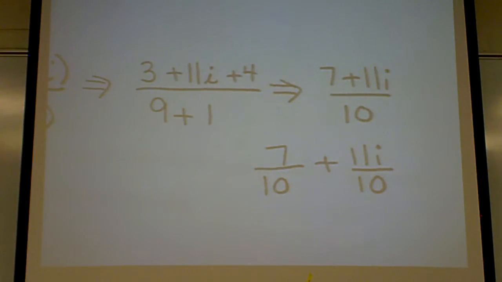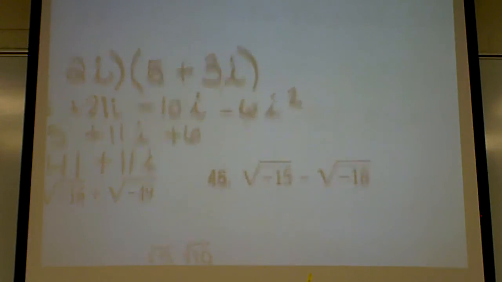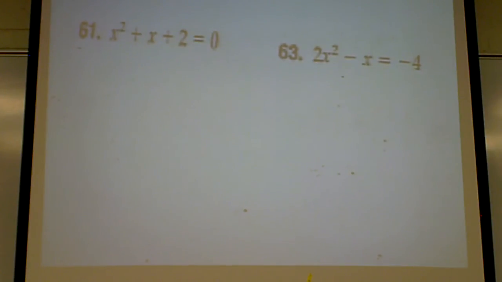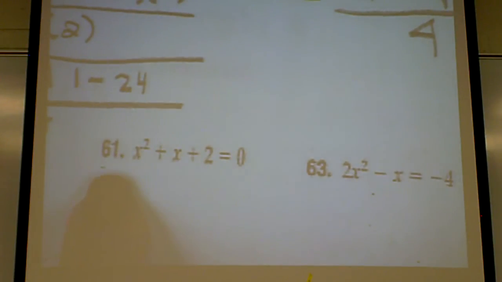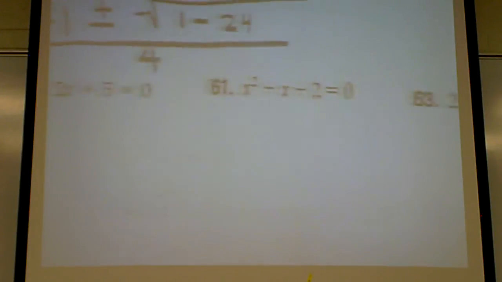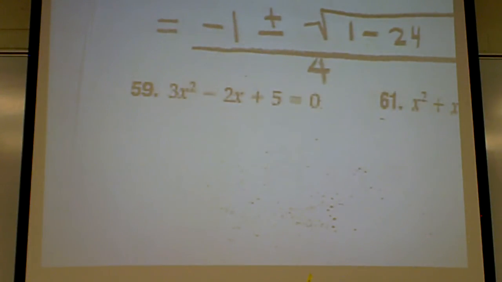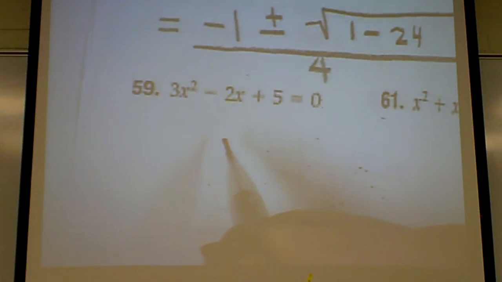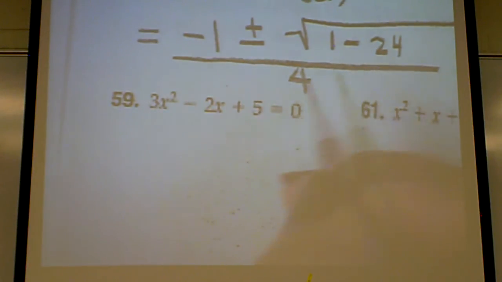Okay? Questions, anybody? Anybody? No? Okay, I want you to go to the back. We did not finish these ones, but you're gonna have a chance to finish these tonight, and then I have more homework for you guys to do. But 59, 61, 63, and 65 are just the quadratic equation. This is nothing new. The only thing different is you may see a negative under the radical.